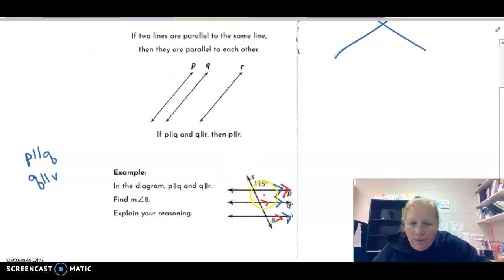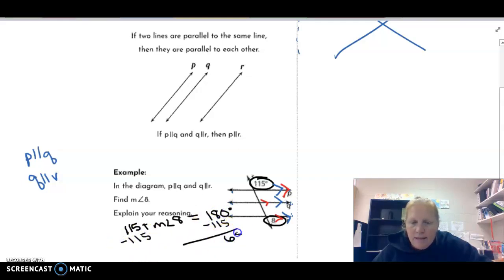So if all three of these are parallel, then I know this angle here and this angle here would be supplementary. So I can say 115 plus the measure of angle 8 equals 180. Okay, now subtract 115 from both sides. I get 65 equals the measure of angle 8.